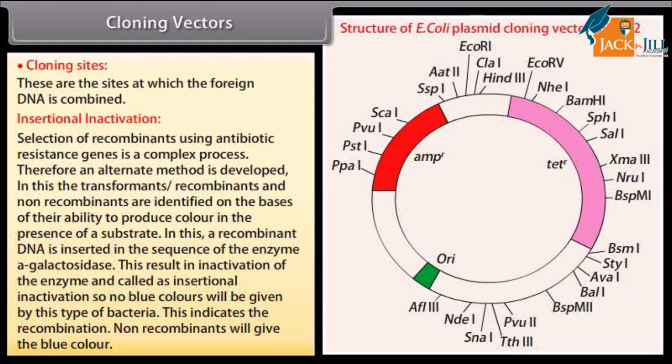Therefore, an alternate method is developed. In this, the transformants, recombinants, and non-recombinants are identified on the basis of their ability to produce color in the presence of a substrate. In this, a recombinant DNA is inserted in the sequence of the enzyme beta-galactosidase. This results in inactivation of the enzyme and is called insertional inactivation, so no blue color will be given by this type of bacteria. This indicates the recombination. Non-recombinants will give the blue color.